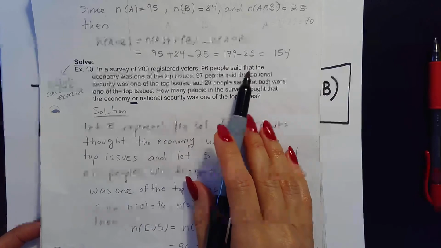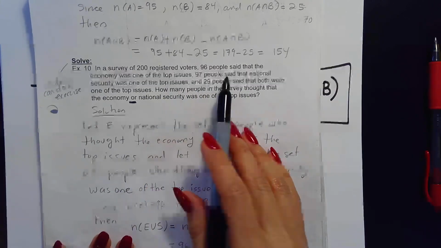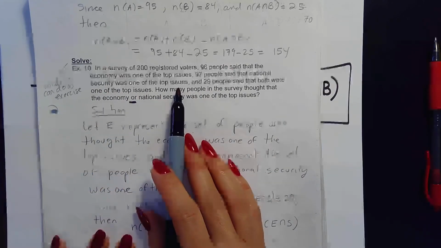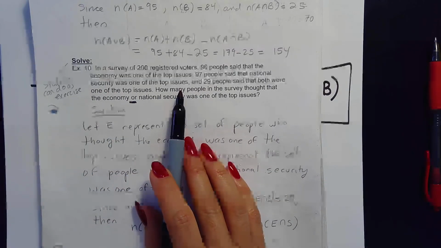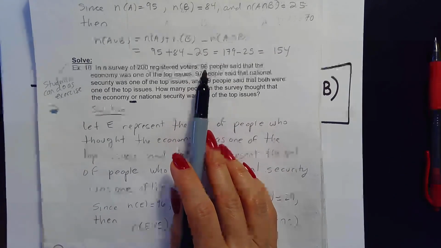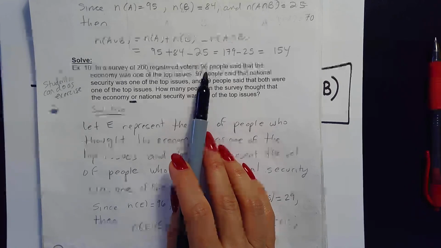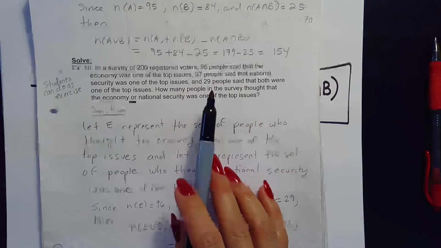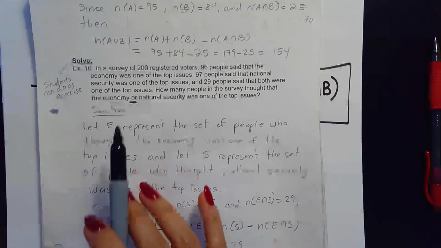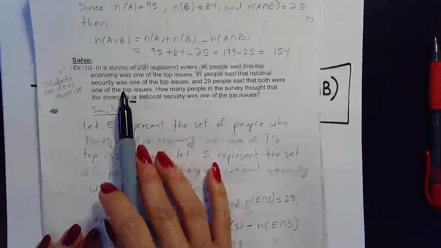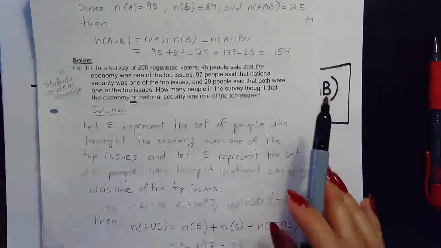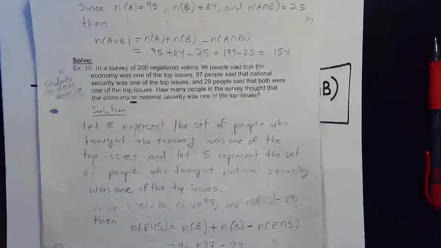So that's the first set, you can call it E. 97 people said that national security was one of the top issues. You can call that set S, right? So you have the cardinality of E, which is 96, that think that the economy is a top issue. 97 people think that national security is a top issue, so about 50%. So N of S, the cardinality of S, is 97. And 29 people said that both were one of the top issues. So then you have the intersection of the two, 29.